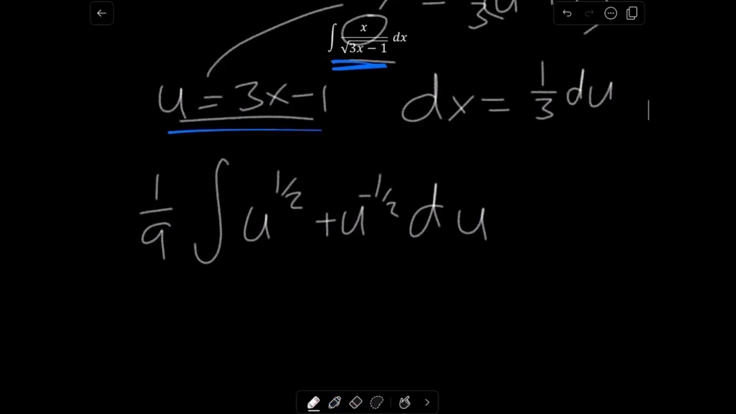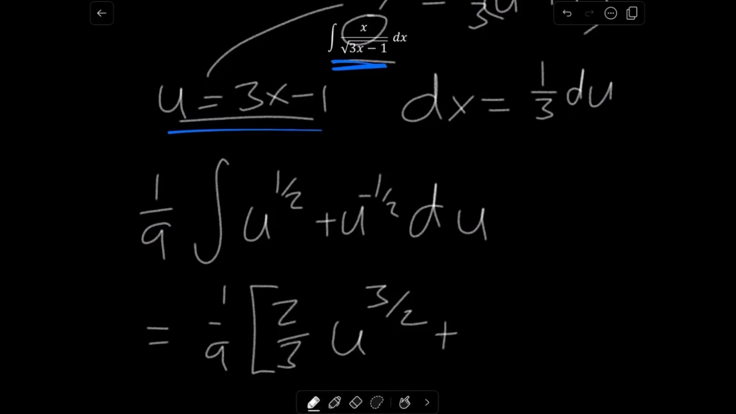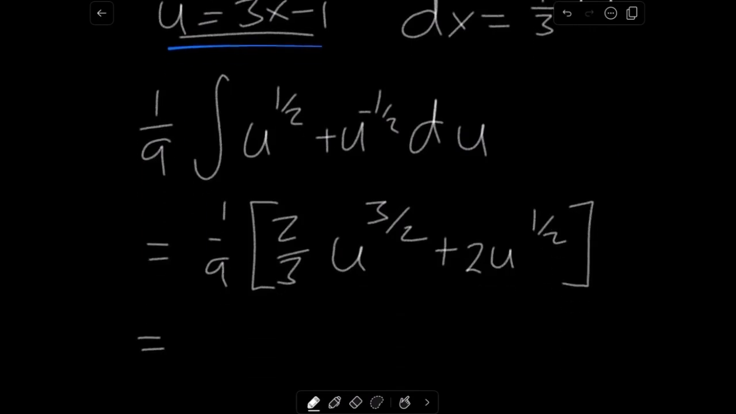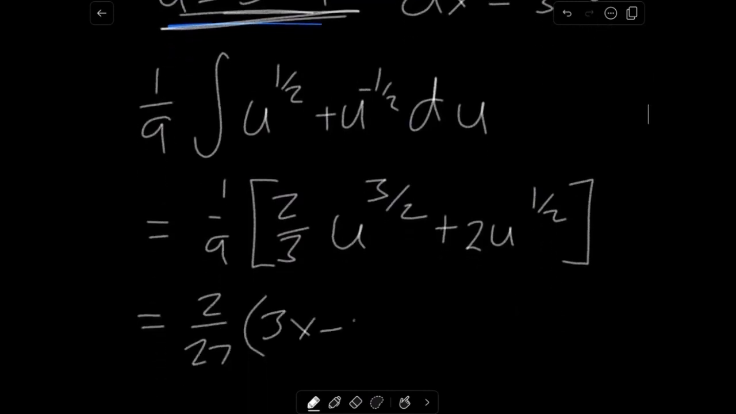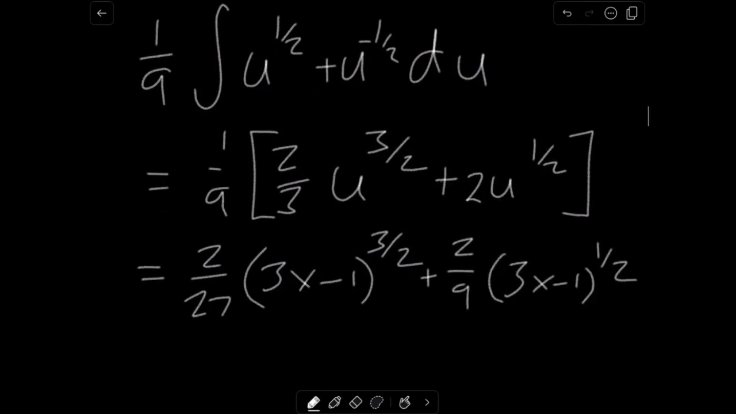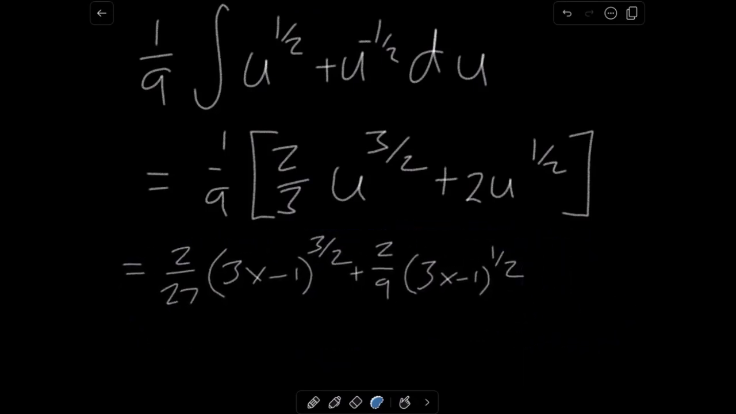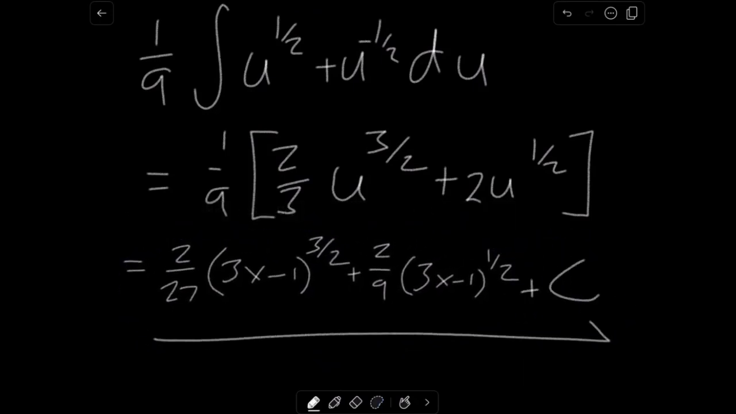So let's perform this integration. It's equal to 1 over 9 into u to the 3 over 2, we have a 2 over 3 here, and then plus 2u to the half. So it's going to be 2 over 27, and let's sub in x again. u was 3x minus 1, so it's 3x minus 1 to the power 3 over 2. Then it's 1 over 9 times the positive 2, that's plus 2 over 9 into 3x minus 1 to the power half. What are we forgetting? The plus C. There we go. And that's your answer for that question.